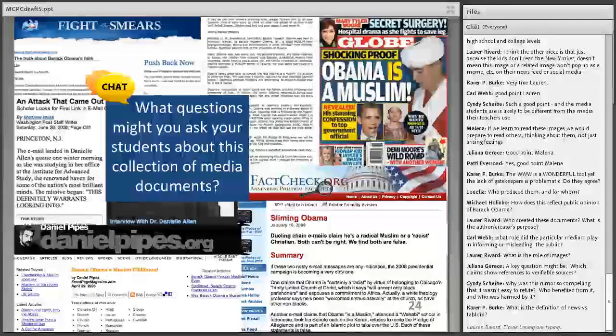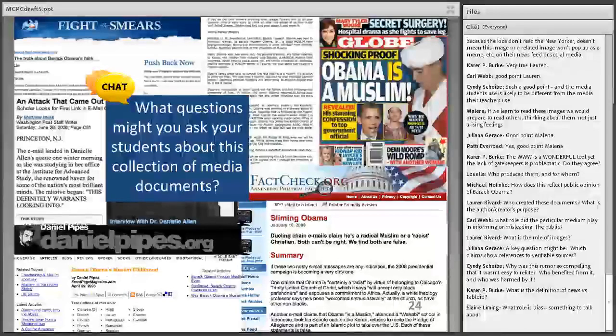What's the role of the images themselves that are chosen? Which claims show references to verifiable sources? This is a great opportunity to work on issues of credibility and sourcing, which is central to the work of good media literacy education. Why was the rumor so compelling that it wasn't so easy to refute? Certain rumors that went up about Obama didn't get this kind of traction. This one did. Why? And who benefited and who was harmed?